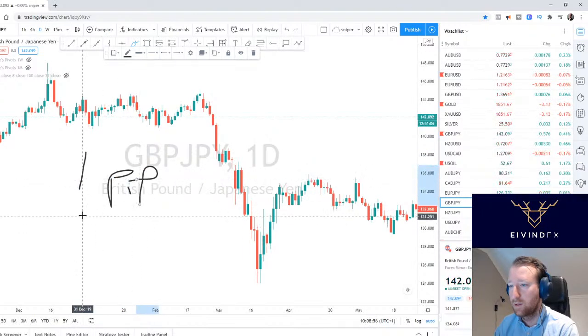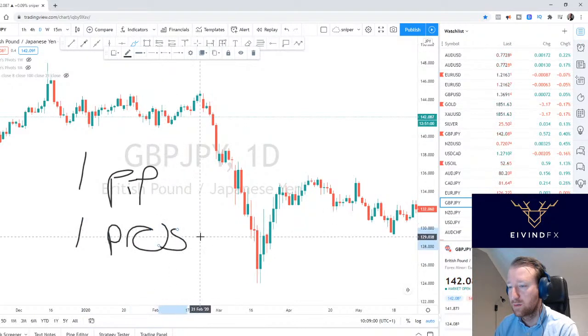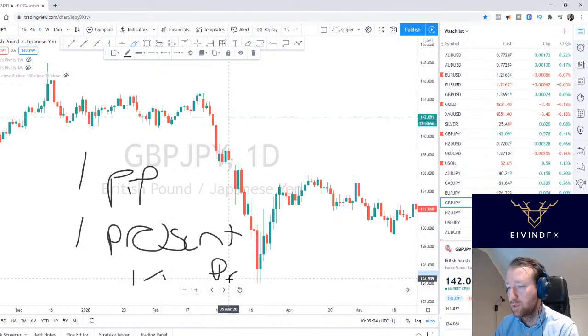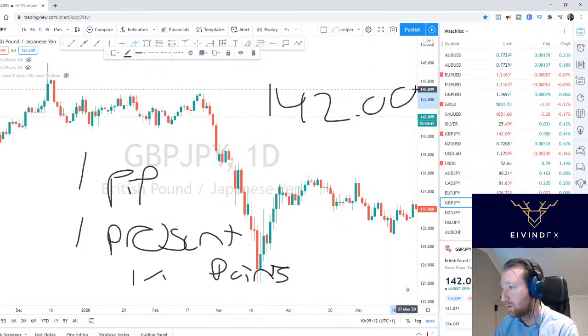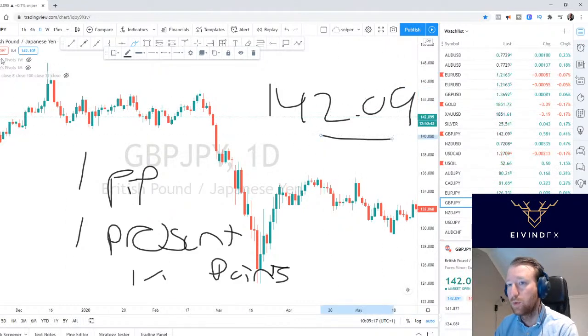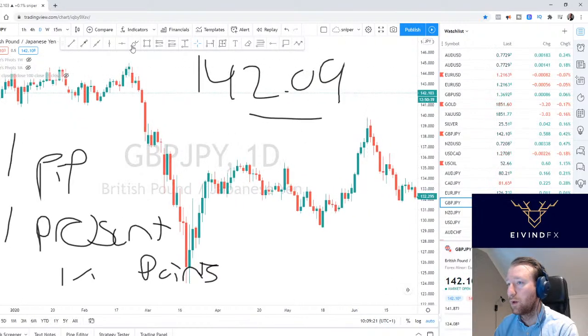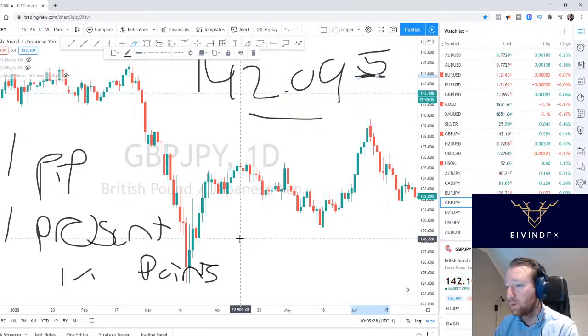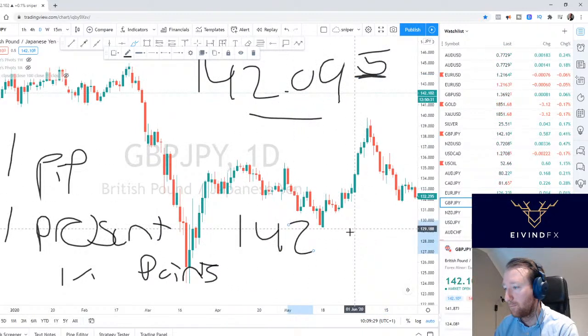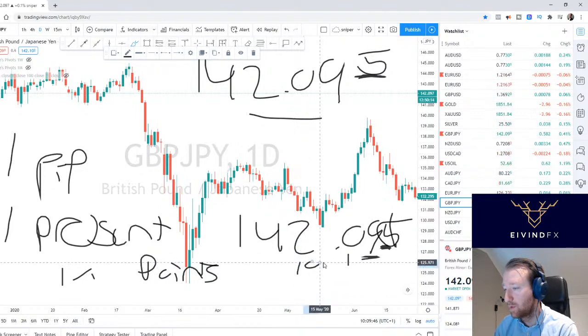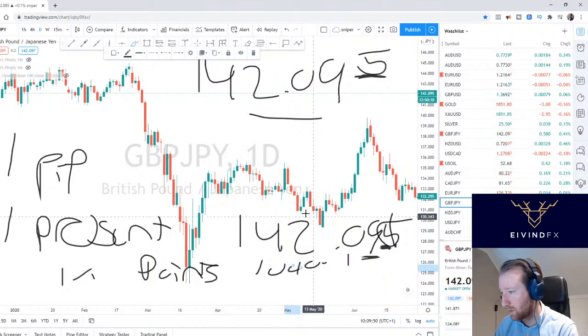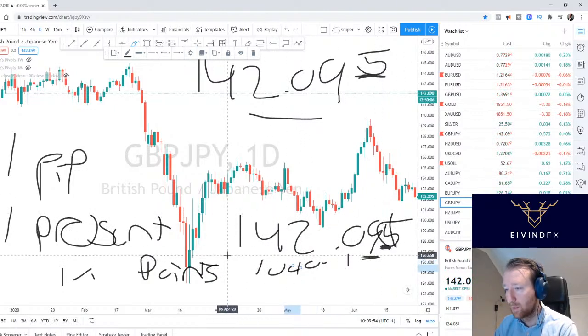One pip is, is it percentage? Percent in points. So a pip is, let's see, 142.09. Move a bit more. And then 5. This is a fraction. So normally you see in your trading terminal this, but this is not a pip. This is a fraction. This is a cent, like less than $1, right? But this is the number 1. This is number 10. This is number 100. This is number 1,000. Isn't that correct? 1, 10, 100, 1,000. Great. And then 10,000.